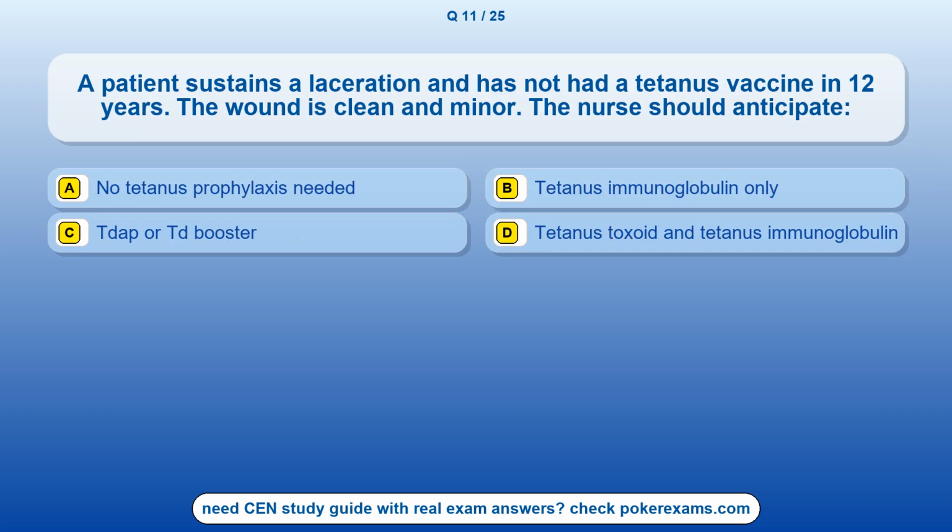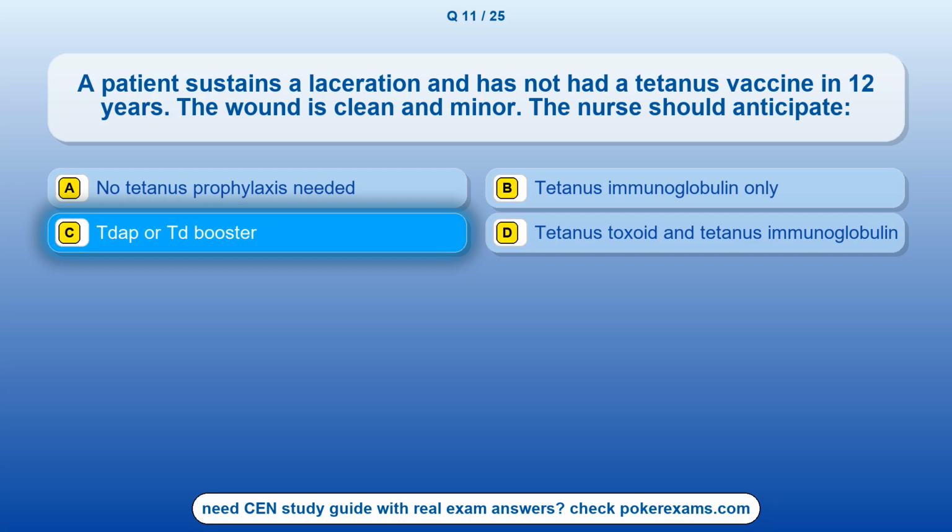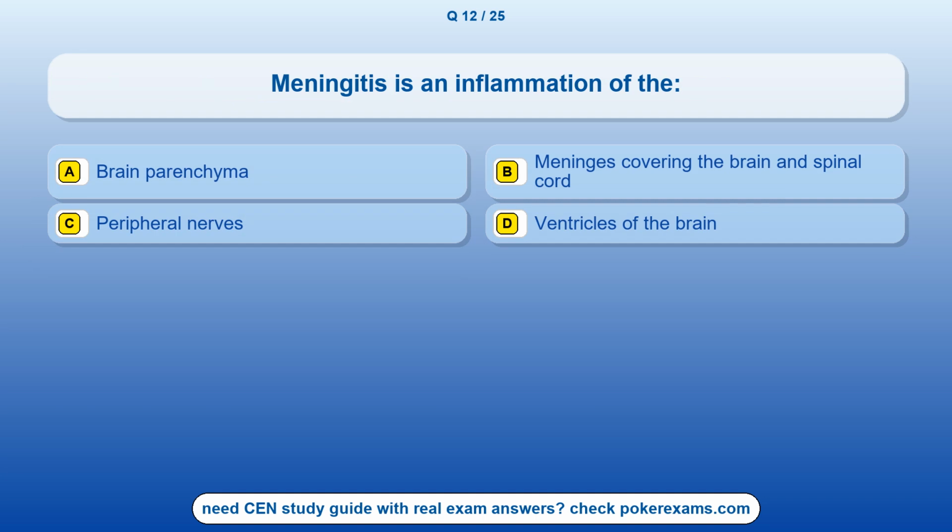Question 11. A patient sustains a laceration and has not had a tetanus vaccine in 12 years. The wound is clean and minor. The nurse should anticipate: Option A. No tetanus prophylaxis needed. Option B. Tetanus immunoglobulin only. Option C. Tdap or Td booster. Option D. Tetanus toxoid and tetanus immunoglobulin. The correct answer is option C. Tdap or Td booster.